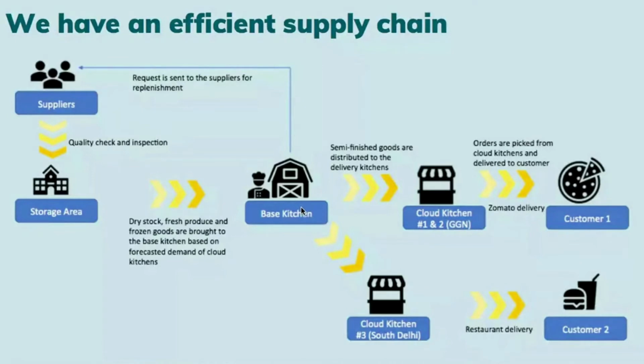Let's say today one of my stores in Greater Kailash in Delhi needs 100 buns, another one in Vasant Kunj needs another 100 buns. So the total indent placed at the base kitchen for that day will be 200 buns. For these 200 buns, the order has to be placed to the supplier, right? The supplier in this case being our baker.